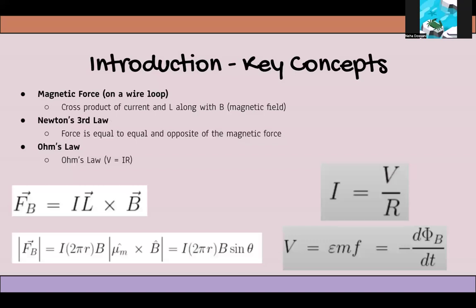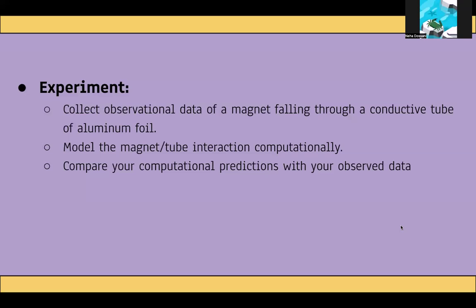product of the current I and length along with B; Newton's third law, which says the force is equal and opposite to the magnetic force; and Ohm's law, which is V equals IR. As you can see in these equations, the magnetic force is IL cross B. The magnetic force is also equal to I times 2 pi R B, which is another version. We have I equals V over R, which is Ohm's law, and then the EMF is equal to the negative derivative.